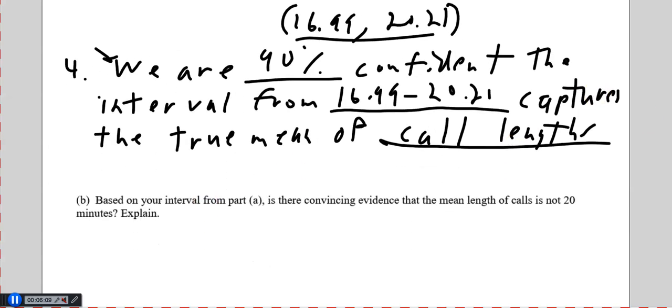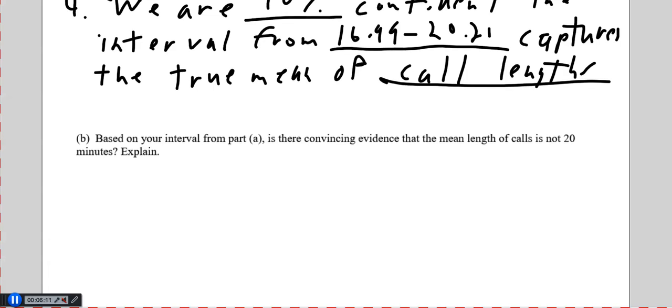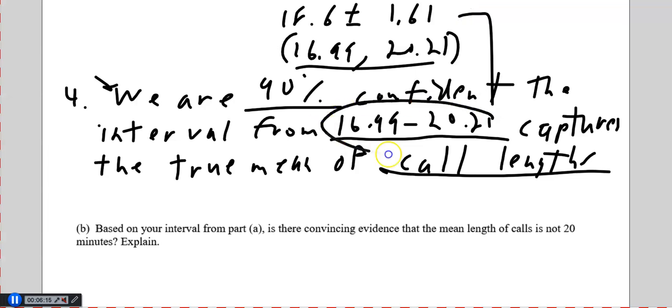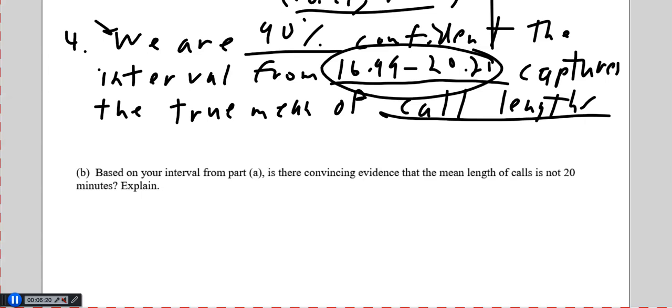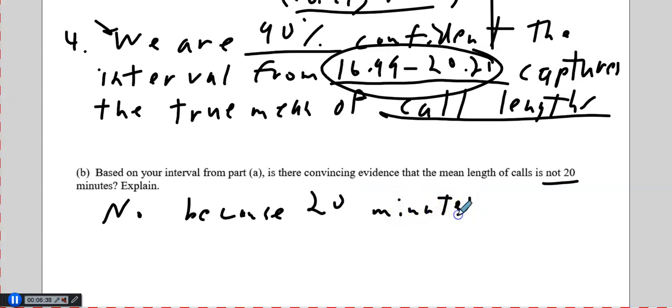Part B, based on your interval from part A. And remember, the interval is right here. Okay, about 17 to 20, really. Based on your interval from part A, is there convincing evidence that the mean length of calls is not 20 minutes? Well, the answer is no. Because 20 minutes is within the interval.